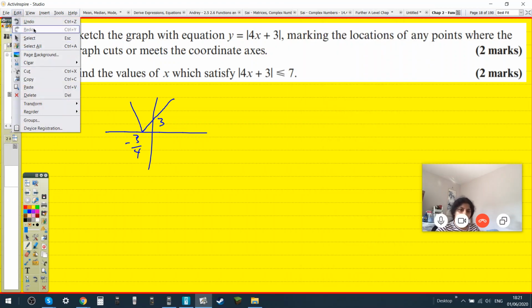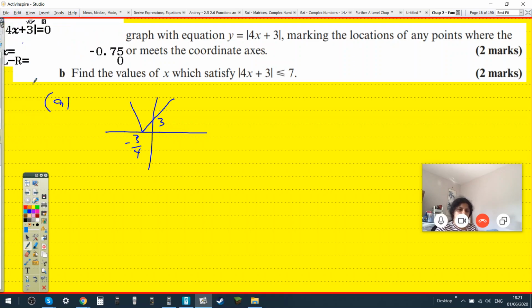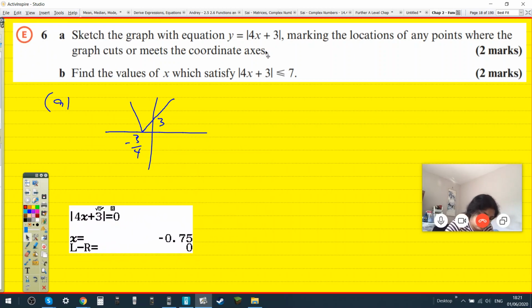Any questions there? No. Okay. And solving this equation, you're good.